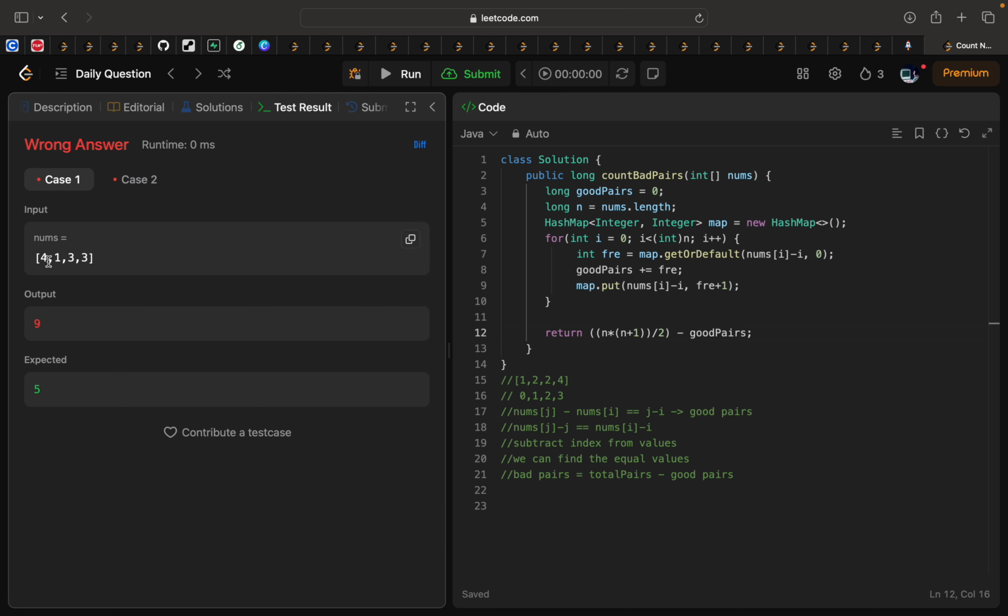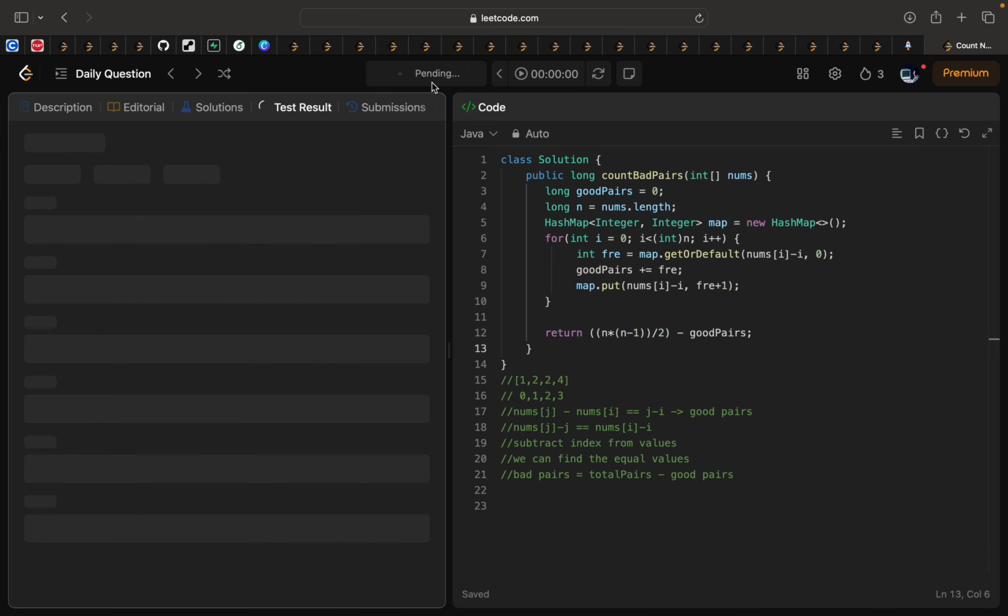Okay, so what will be the number of pairs? One pair, two pair, three pair. So the number of pairs will be n into n minus 1 by 2. Okay, because we need to take one less value.